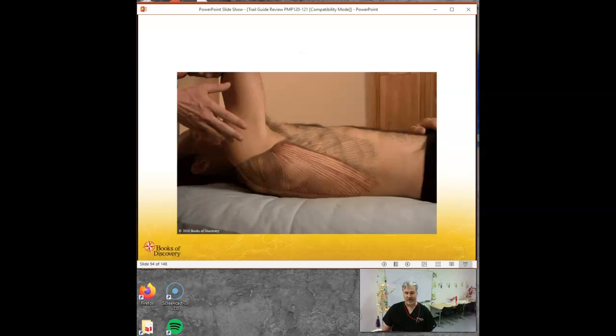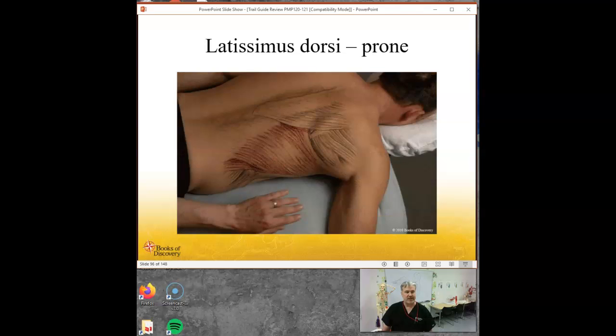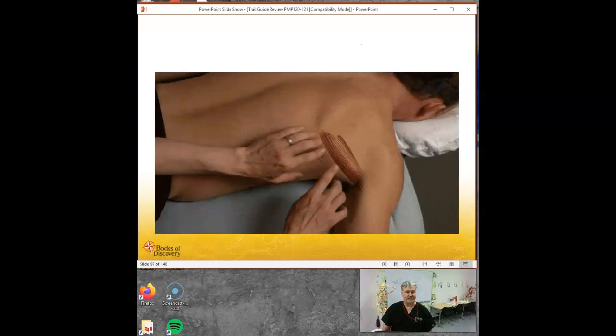What muscle is that in red? I believe that's the latissimus dorsi. Yeah, it's a big lateral back muscle, right? And that'd be a good guess. It's the largest muscle in the upper body. Nicely done, latissimus dorsi. Here's another angle on it.